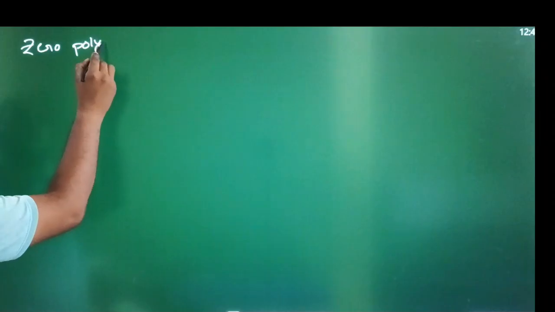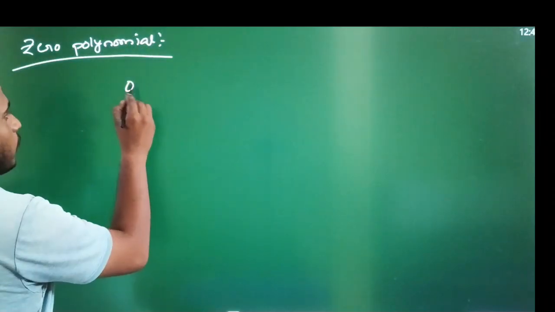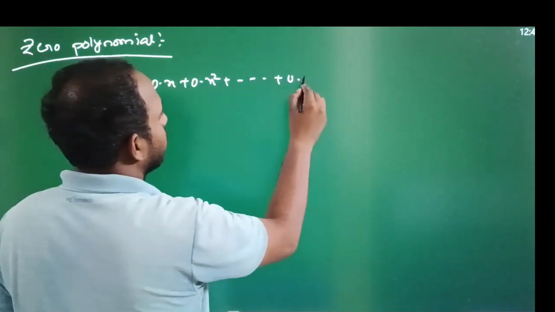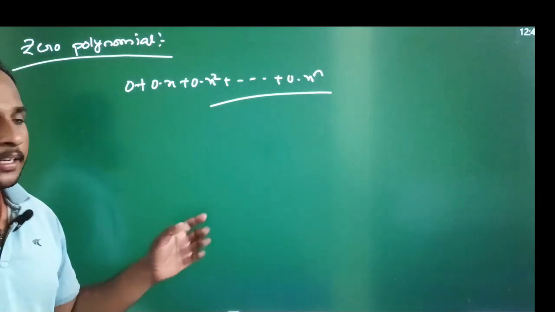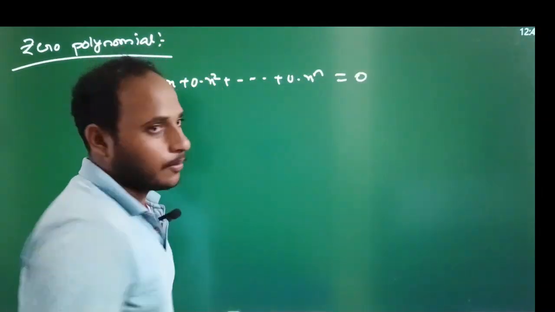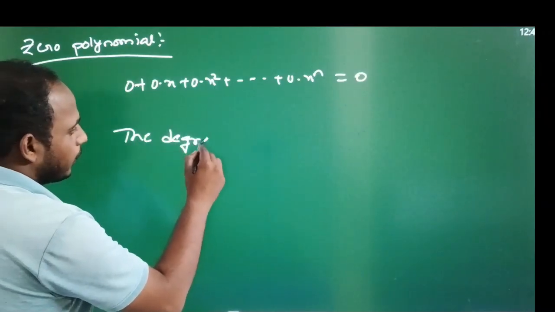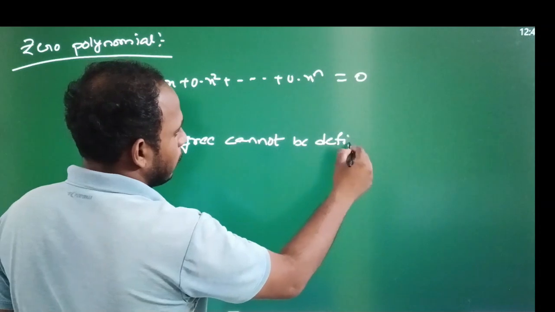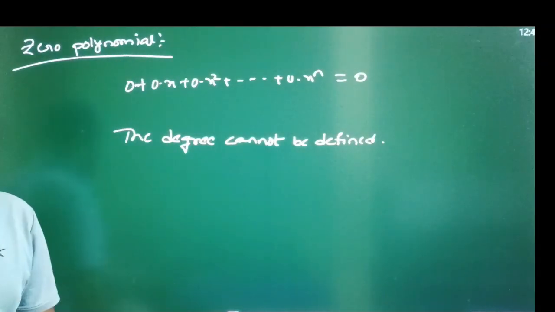Zero polynomial. A polynomial of the type 0 plus 0 into x, 0 into x square, up to so on, 0 into x power n. This type of polynomial is called the zero polynomial. This must always equal 0. And the degree of the zero polynomial cannot be defined.